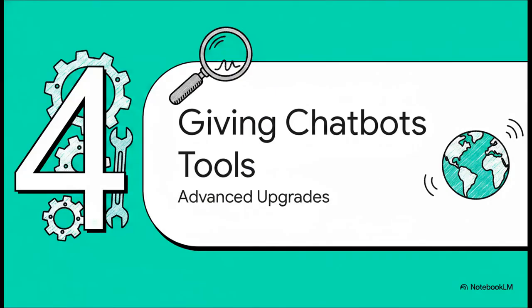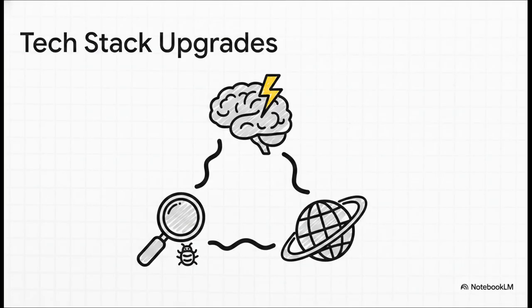All right, let's move into part 4, giving the chatbot tools. Time for the advanced upgrades. So here's a quick look at the tech stack we're actually binding to our system today. We're using Google's Gemini 1.5 Flash as our core LLM brain, mostly because it's just incredibly fast and highly accessible. We're also hooking up LangSmith running quietly behind the scenes, which is just fantastic for tracing logs and catching all those pesky bugs during development.